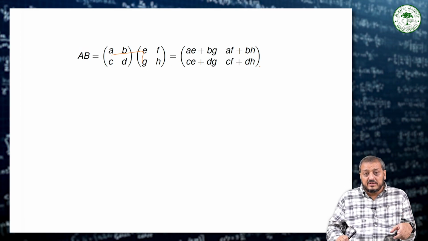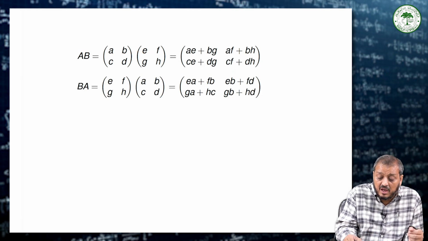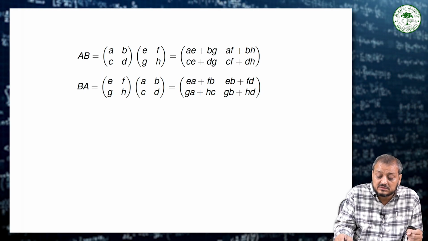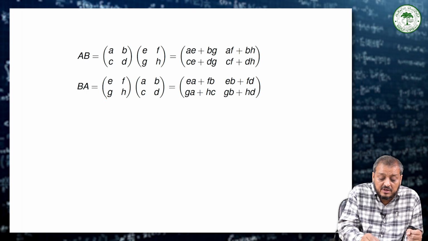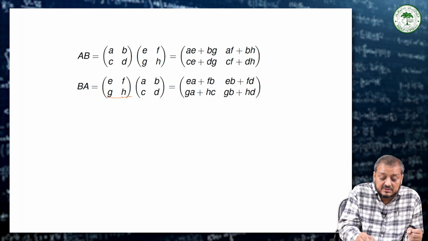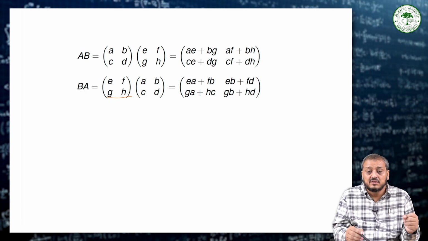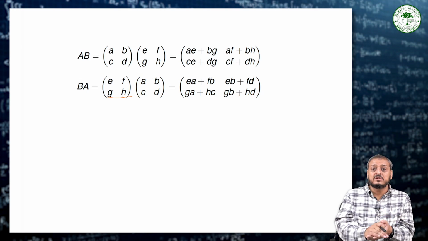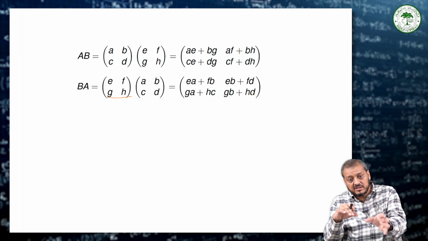Now we calculate BA, and we have ea plus fc, and then eb plus fd, and we have ga plus hc, and we have gb plus hd. So AB is equal to this and BA is equal to this. If A is in the center of GL2(R), then this condition holds.